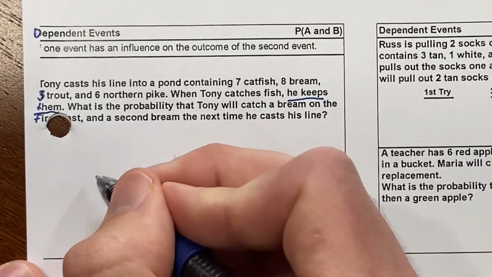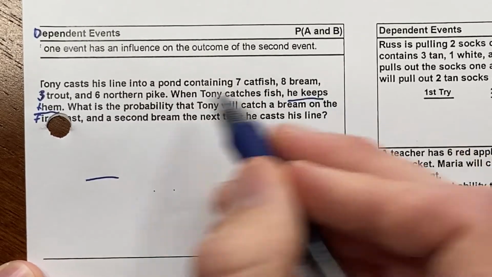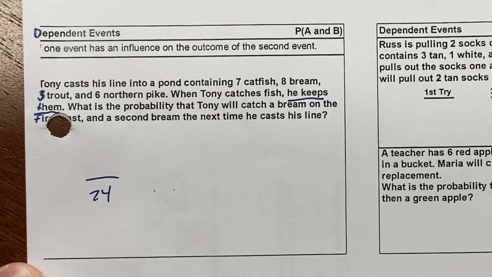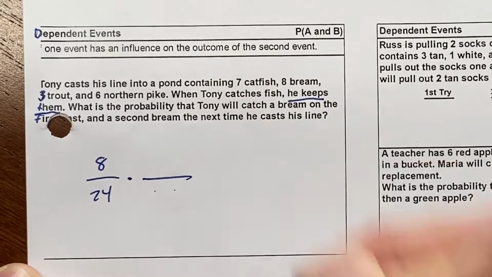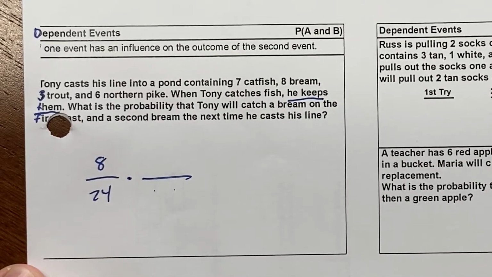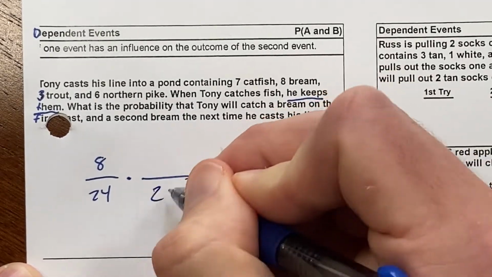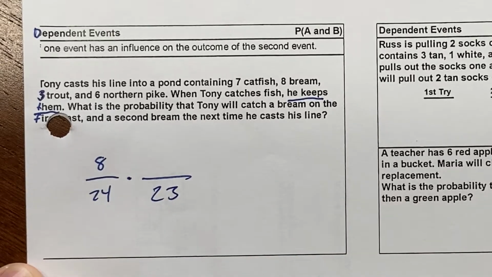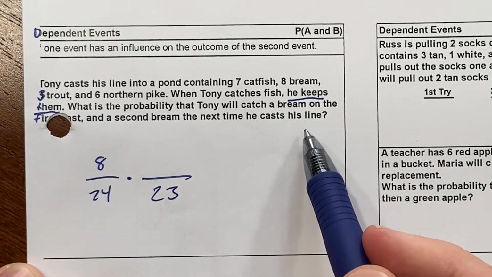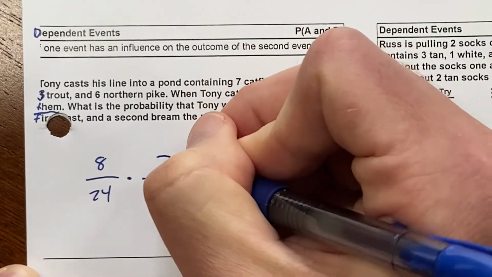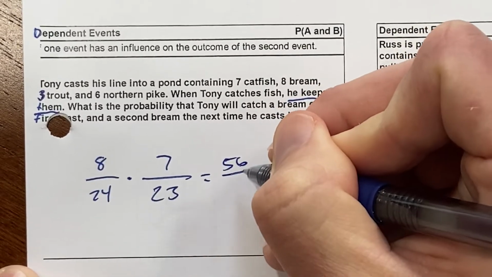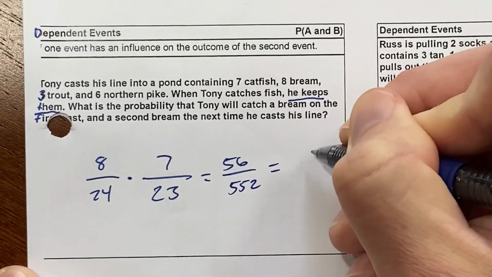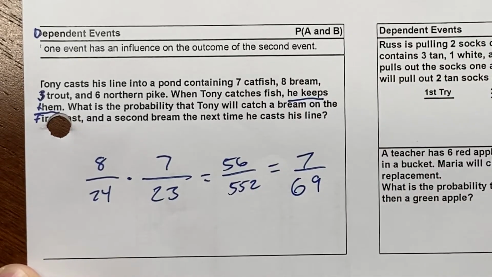All right, first time. How many total fish do we have in this pond? 24. What's the probability Tony will catch a brim on the first one? There are 8 brim. Okay, so he caught the brim and got it out. It's not in the pond anymore. How many total fish are in the pond? 23 now. There was 24, now there's only 23. And a second brim the next time he goes fishing. Well, there's only 7 brim now. Multiply those things, you get 56 out of 552, which will reduce to 7 out of 69.